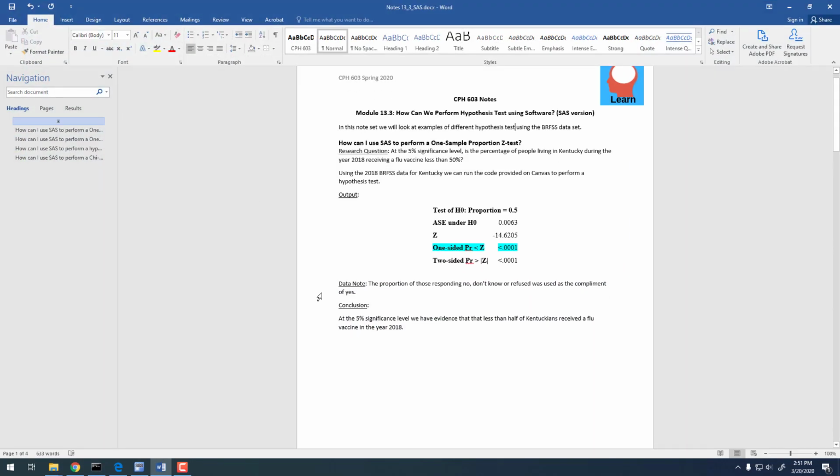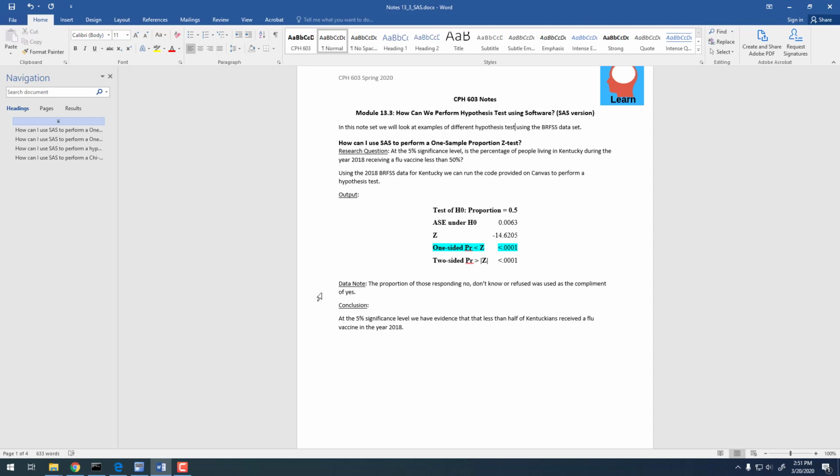So in this module, we're going to look at how to perform some hypothesis tests using SAS. One thing to keep in mind, we're only going to look at a select few hypothesis tests here for the BRFSS dataset. There are many, many more that are possible. The first one we're going to look at is how can I use SAS to perform a one sample proportion z-test? The question is, at the 5% significance level, is the percentage of people living in Kentucky during the year 2018 receiving a flu vaccine less than 50%?